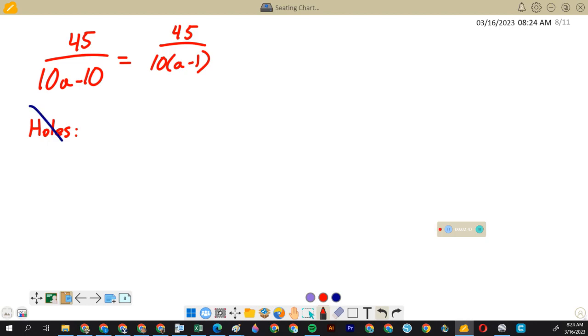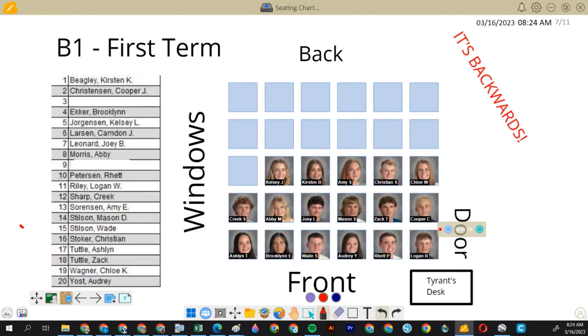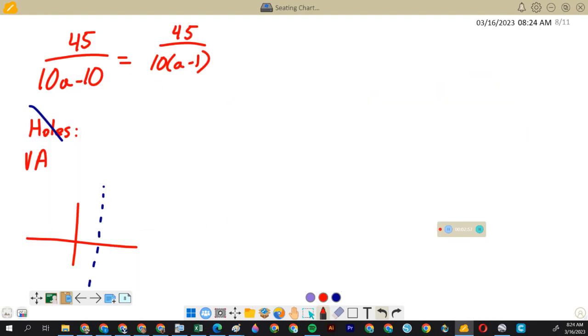The next thing we check for are called vertical asymptotes. So in a lot of these rational functions, there's a line that the graph gets closer and closer to, but never touches. Okay, those are called vertical asymptotes. A vertical asymptote is created when the bottom has a factor that doesn't cancel. So in this case, a equals 1 is a vertical asymptote.